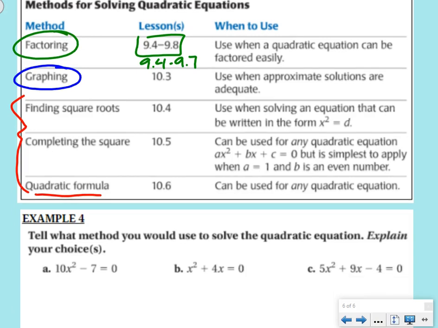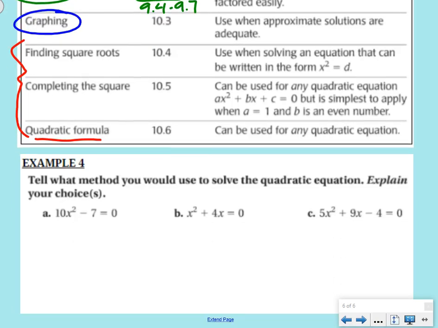So in example 4, tell what method you would use to solve the quadratic equation. Explain your choices. I want you to, right now, think about the different ways that you could solve quadratic equations, and I'd like you to write which one you think is best. You must use a different answer for each one. All right, so on A, B, and C, you cannot just write the quadratic formula. You can use the quadratic formula, but I want you to think about the different ways that you can solve it and write that down, and that's what I will be checking when you come with your notes to class.